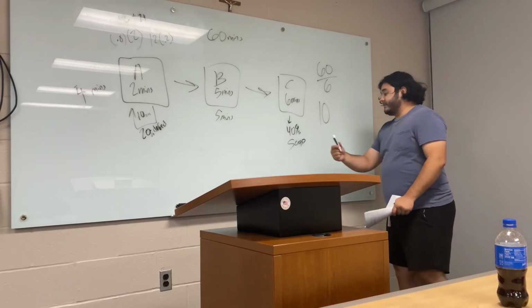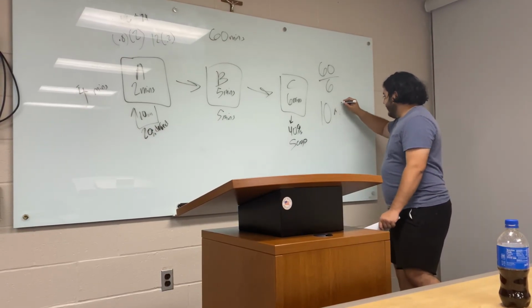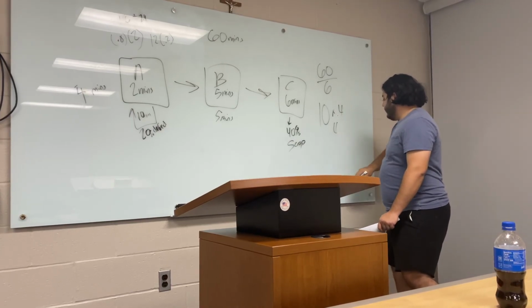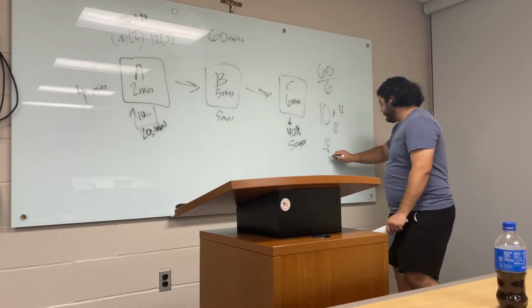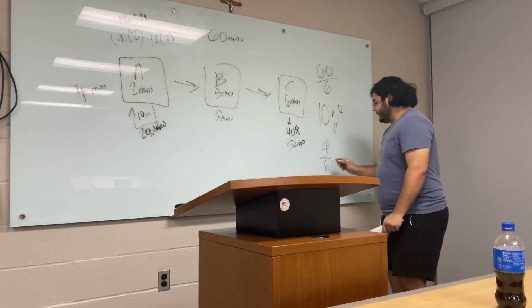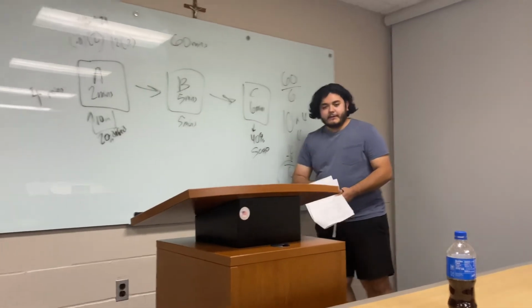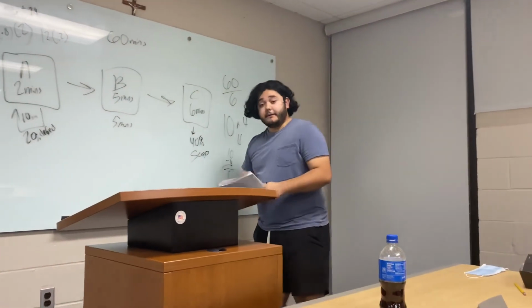But the problem is that 40% scrap, so we multiply that by 0.4. 10 minus 4 equals 6. So 6 ultimately is what this production system produces.